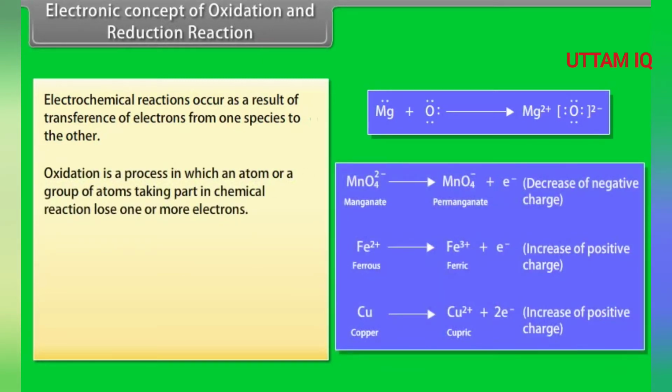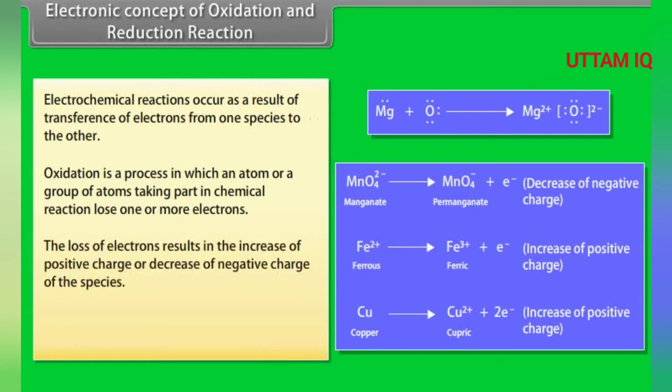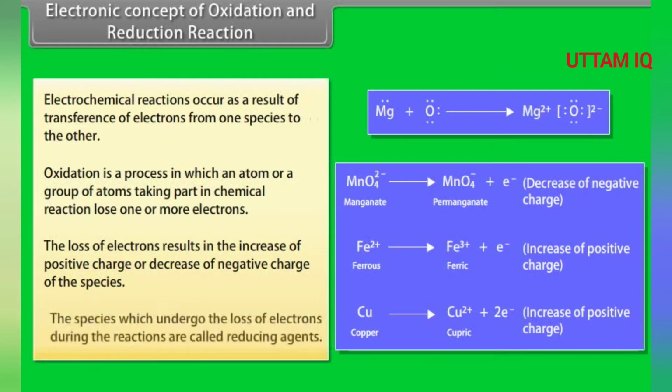Oxidation is a process in which an atom or a group of atoms taking part in a chemical reaction loses one or more electrons. The loss of electrons results in the increase of positive charge or decrease of negative charge of the species. The species which undergo the loss of electrons during the reactions are called reducing agents. MnO4 3 negative, Fe2 plus and CO are reducing agents in these examples.